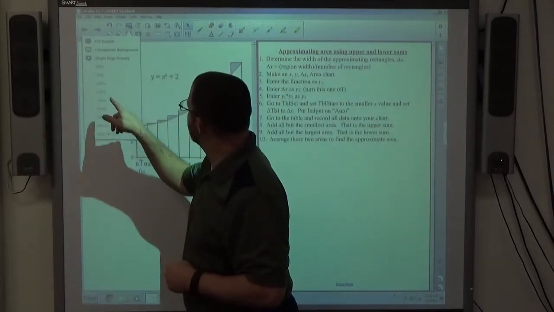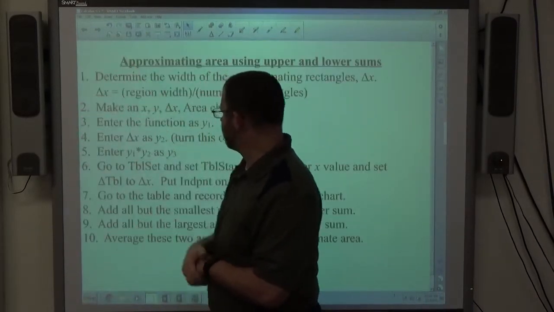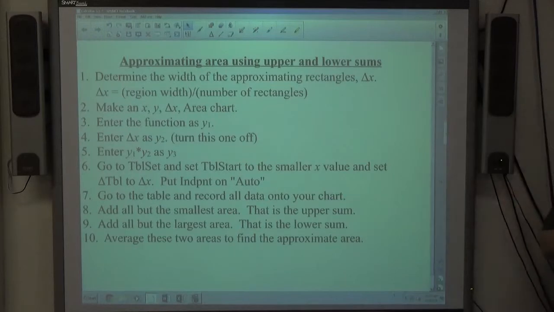Full screen here so it's bigger. There we go. Enter the function, whatever it is you're trying to find the area of. So the area under the curve, that's y1. Enter delta x as y2. So if delta x is 0.2, y2 equals 0.2. If delta x is 1, y2 equals 1. Delta x is 0.7, y2 equals 0.7. So whatever number delta x is, that's what y2 should be.